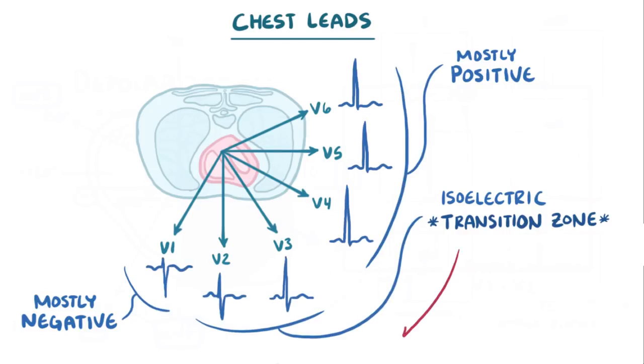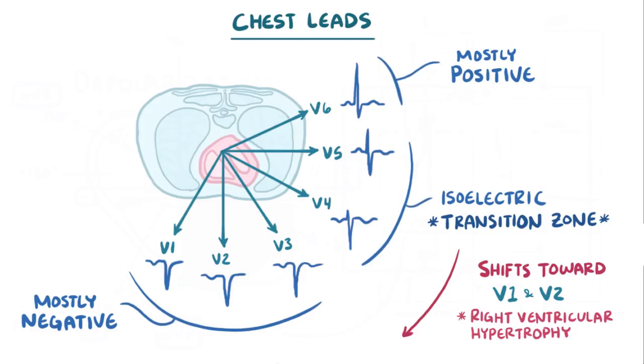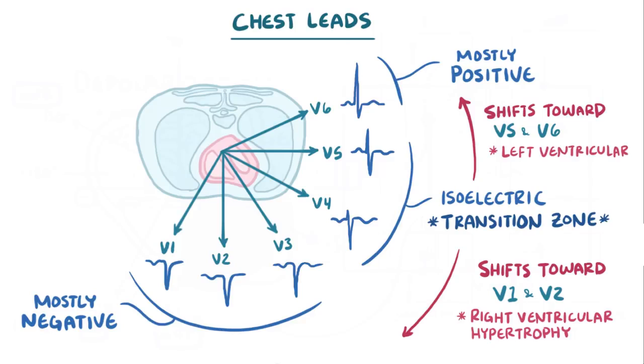If that transition zone shifts toward V1 or V2, then it suggests that the heart might be rotated to the person's right, which can happen if the right ventricle is hypertrophied. On the flip side, if leads V5 or V6 look isoelectric instead of positive, it suggests that the heart might be rotated to the person's left, which can happen if the left ventricle is hypertrophied.